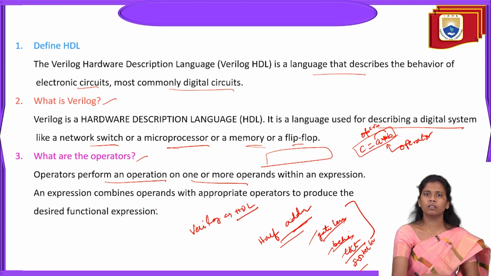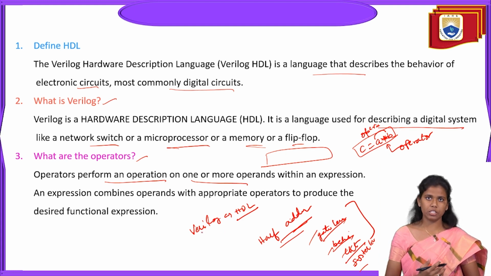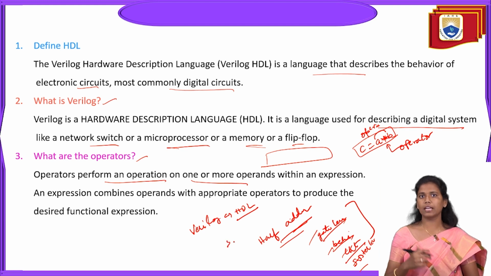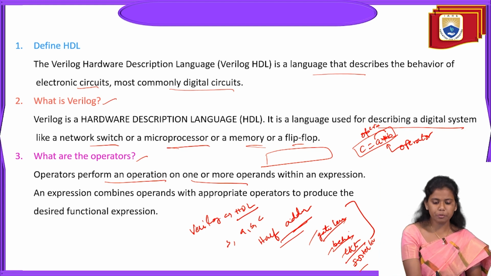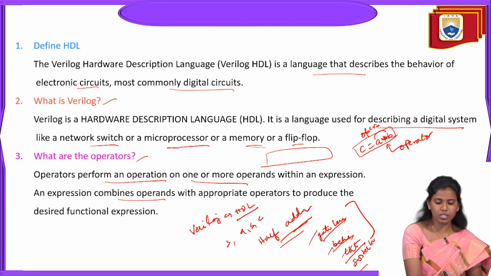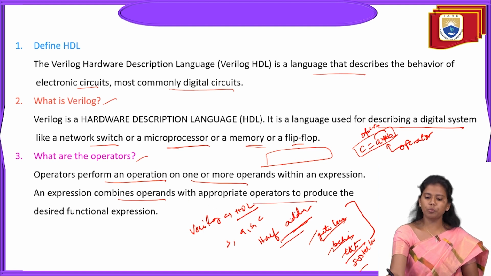There are a few different kinds of operators. Some operators consist of only one operand, whereas others consist of two or more operands. Some operators take three operands, A, B, C, some take two operands, and some go with only a single operand. An expression combines operands with appropriate operators to produce the desired functional expression. With the help of operators and operands, we can easily construct or obtain the expression.